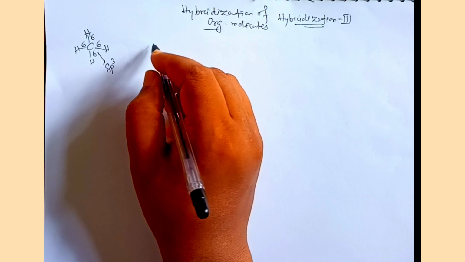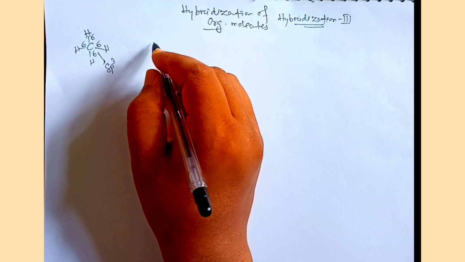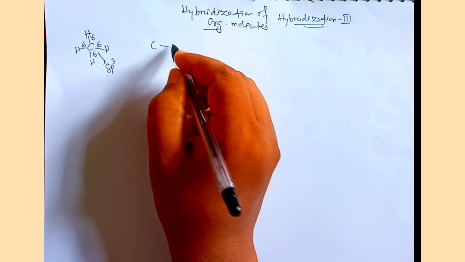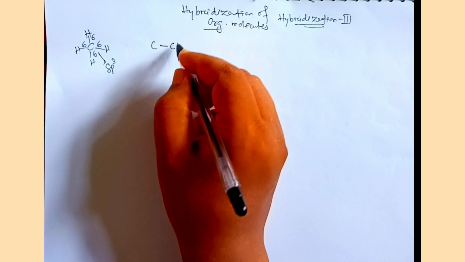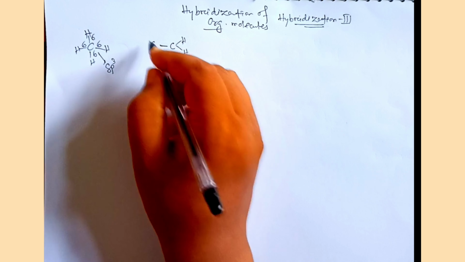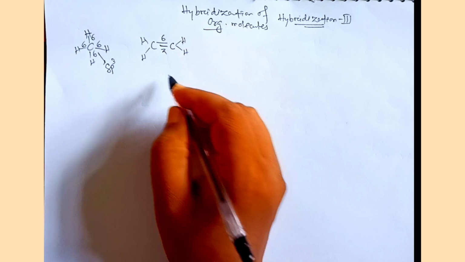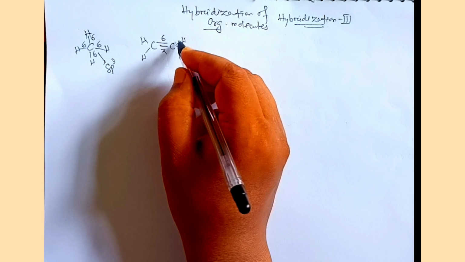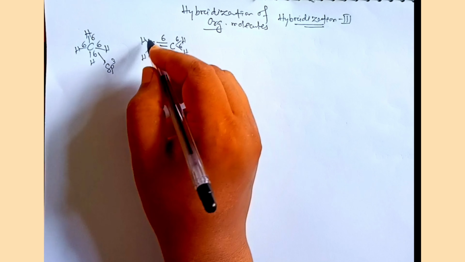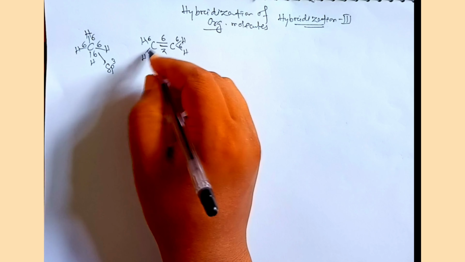Unsaturated hydrocarbons are alkene and alkyne. So here we will discuss the ethene molecule. It has 2 carbon, and in between the 2 carbon there are 2 bonds, one is sigma and the other is pi. So here each carbon is surrounded by 3 sigma bonds, so the hybridization will be sp2. Here also the carbon has hybridization sp2.